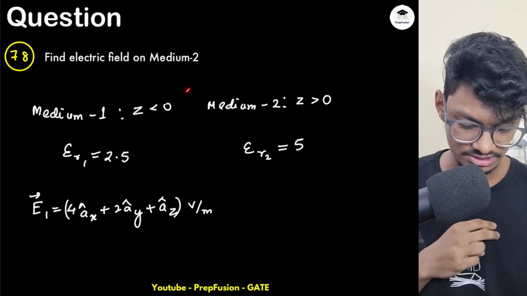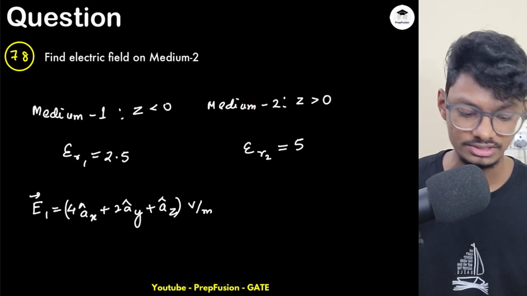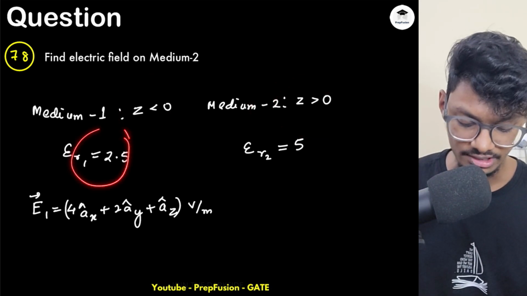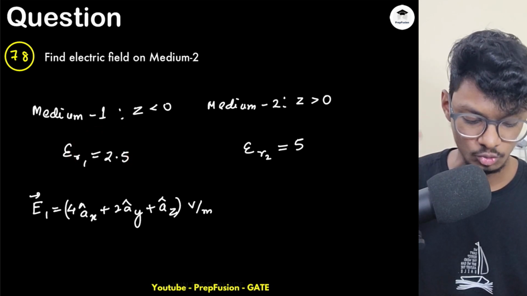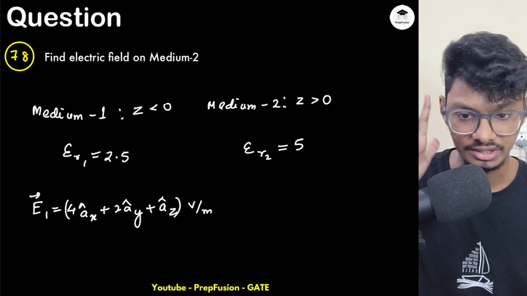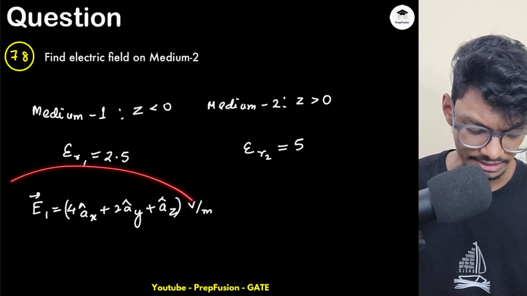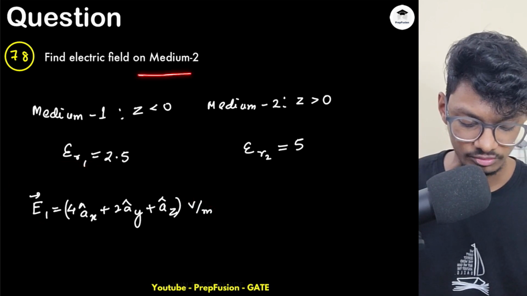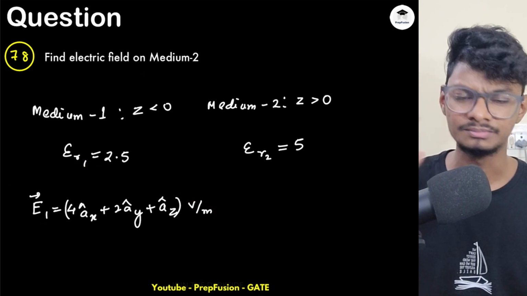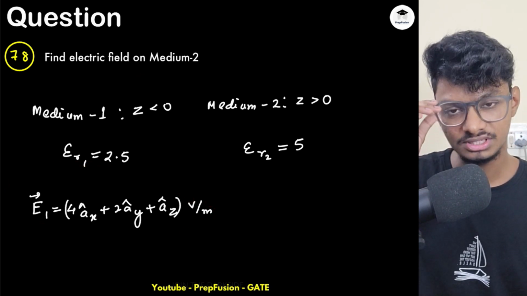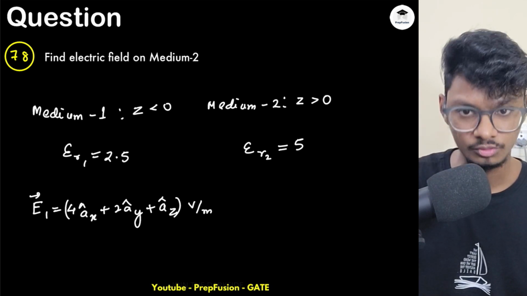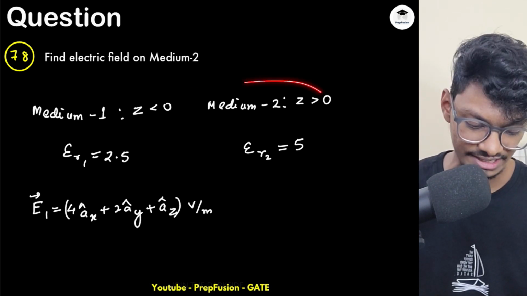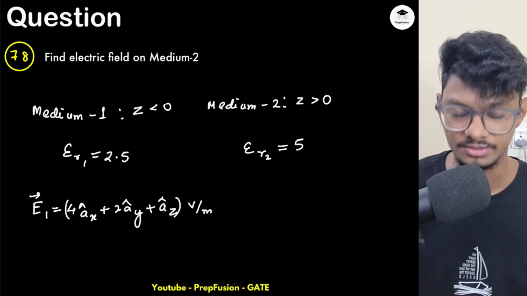So we have two mediums, z less than 0 and z greater than 0. In medium 1 the relative permittivity is 2.5 and in medium 2 the relative permittivity is 5. The electric field in medium 1 is given, and I have to find the electric field in medium 2. Pretty simple, straightforward, and mostly questions like this will come. I will show you a GATE previous year question as well. This type of concept has come up exactly like this question.